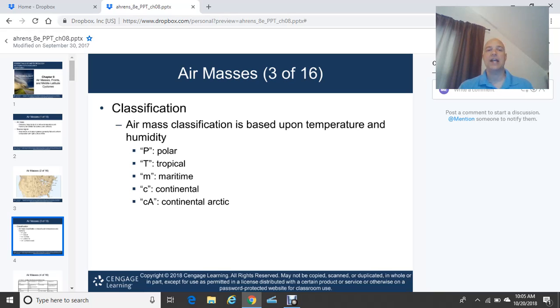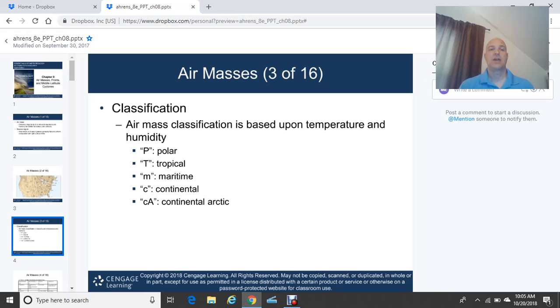A lowercase m indicates an air mass formed over a maritime area or a body of water. Lowercase c is a continental air mass, which means an air mass formed over land. And then the lowercase c, continental, with the uppercase A, Arctic, continental Arctic air, is a special type of air mass that occurs primarily in the wintertime for the United States.